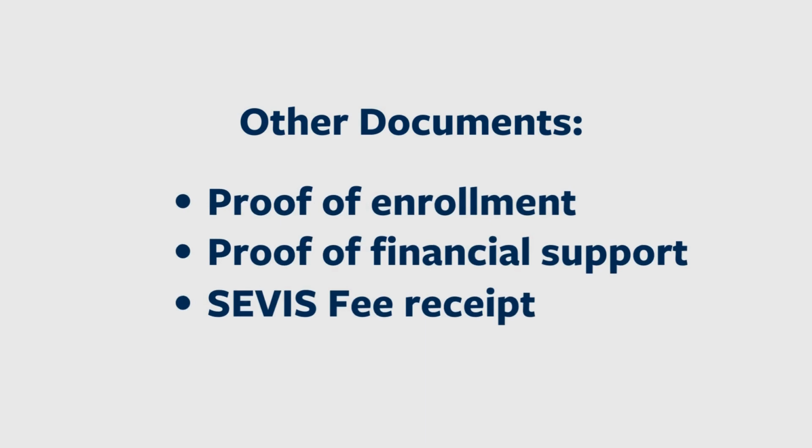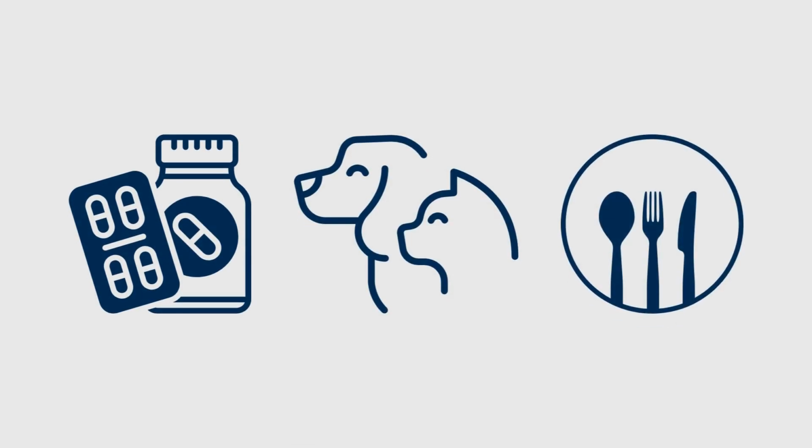When traveling, you will also need additional documents to prove you are a currently enrolled student with sufficient financial support for your studies and living expenses. You should also bring proof of your payment of the SEVIS fee. Later, if you use post-completion employment options, you'll also need to carry proof of your employment authorization document and employment. U.S. Customs and Border Protection has rules regarding traveling with medication, pets, or food, so be sure to only travel with allowed items.